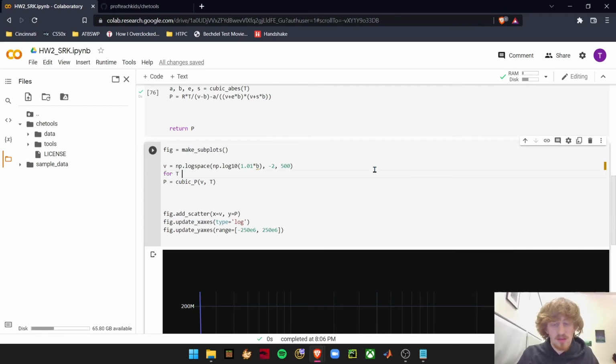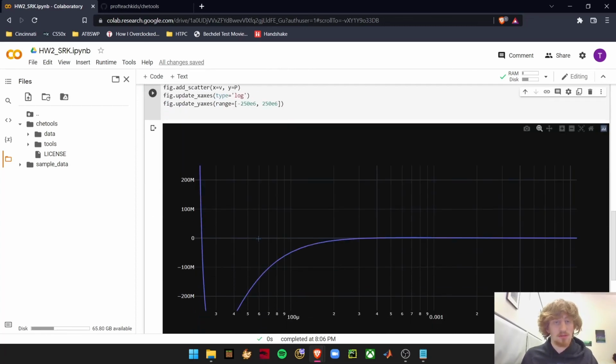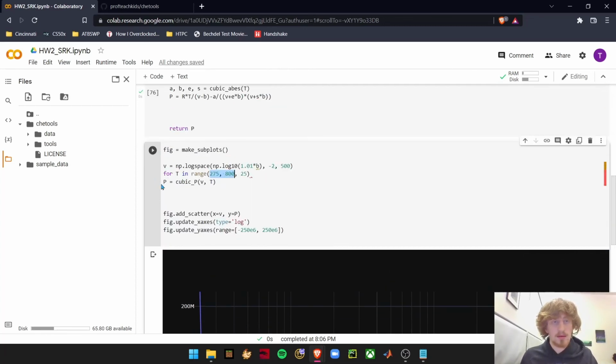So we'll do for T in range, and we'll start at 275 Kelvin, go up to 800 Kelvin, and we'll use increments of 25 Kelvin. This will actually reach 775. It won't reach our final. So we'll have, what would it be? We'll have 20 isotherms plotted on here when we're done.